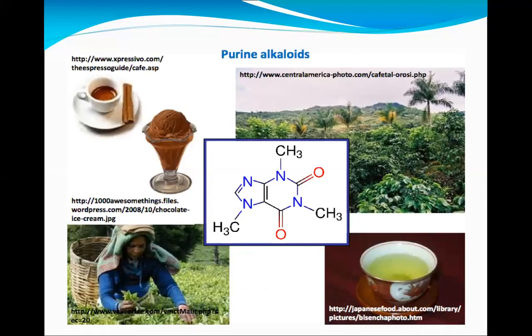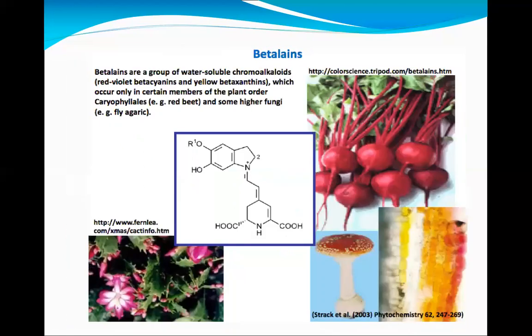We are now starting to discuss another interesting alkaloid. Can you guess it? Purine alkaloids. Purine alkaloids, caffeine, especially, a very popular alkaloid found in coffee and very good for human health.